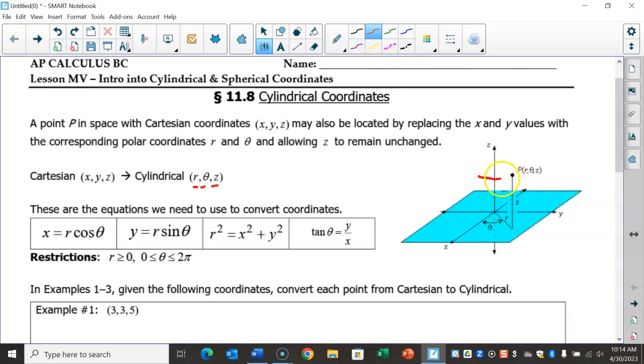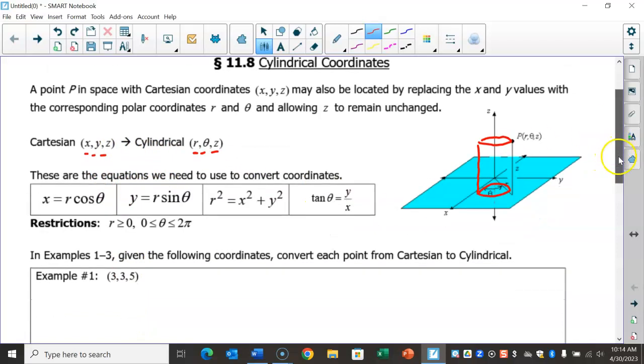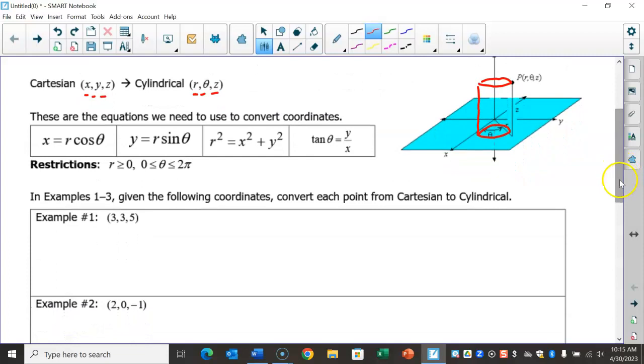As we move around the pole here, we actually create a cylinder. The first thing we notice is that we have the Cartesian x, y, and z, and we're going to convert those to cylindrical r, theta, and z. I also want us to notice that the z's are the exact same thing. Whatever coordinate we give you for z in Cartesian or cylindrical will always be the corresponding coordinate in each of them.